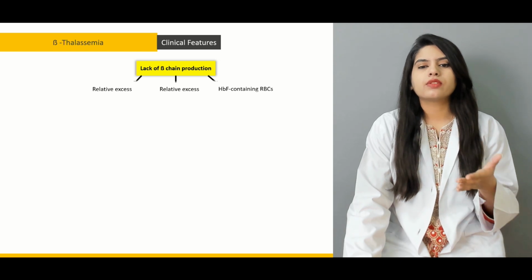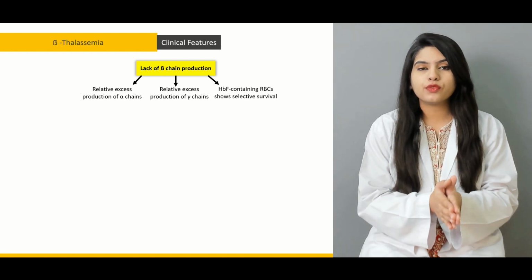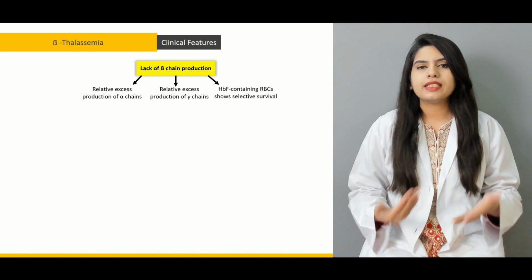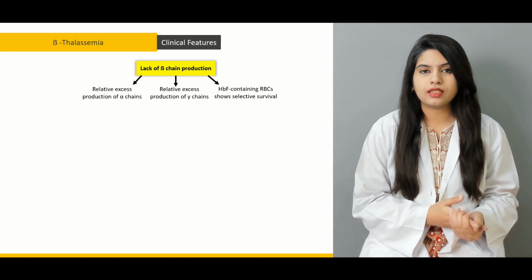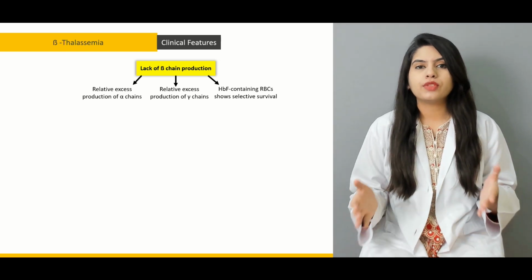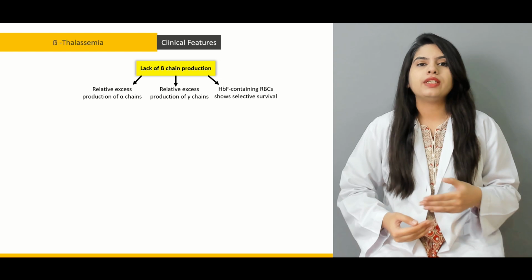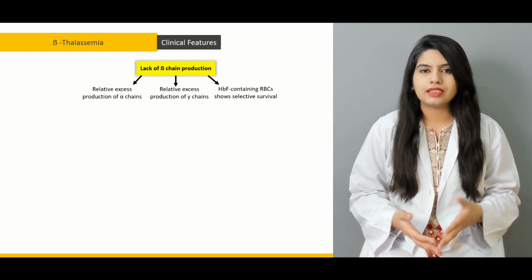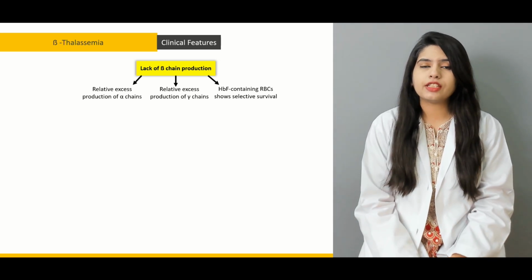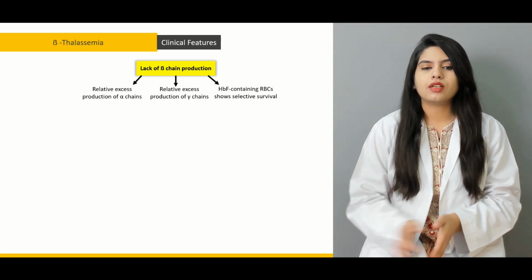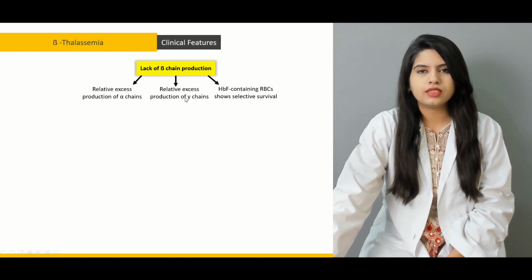There can be three consequences of it. Either there can be a relative excess production of alpha genes, or in case of homozygous beta thalassemia, there can be the formation of alpha tetramers, that can lead to the formation of Heinz bodies inside the red blood cells. That is also a characteristic of a type of thalassemia. So there can be a relative excess production of alpha genes, or a relative excess production of gamma genes.